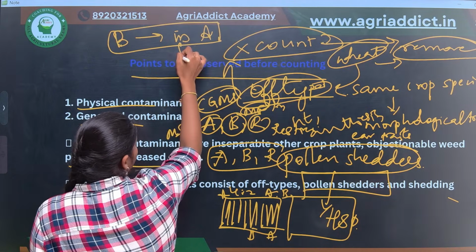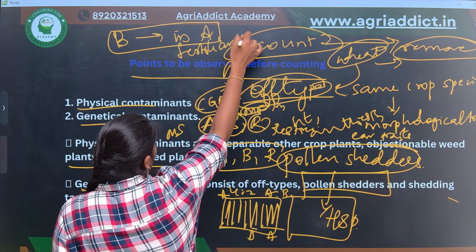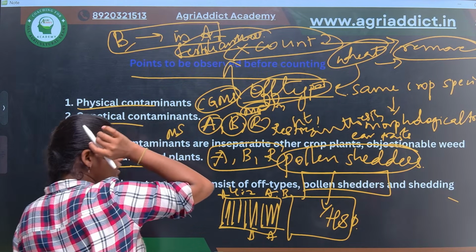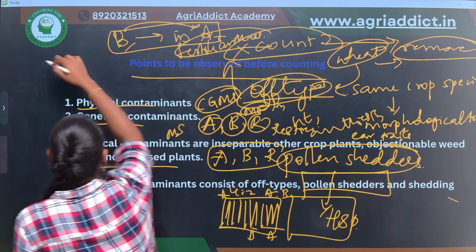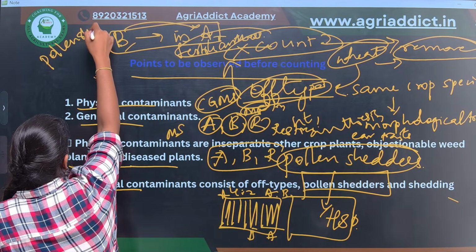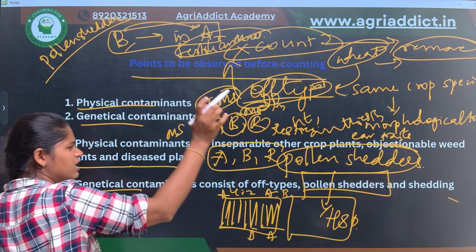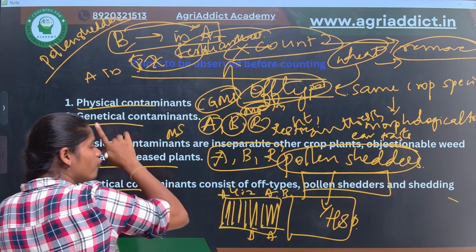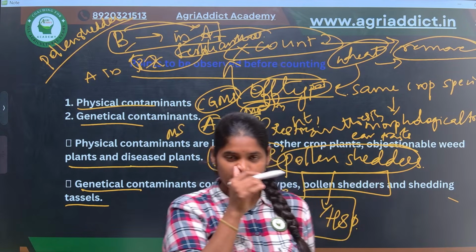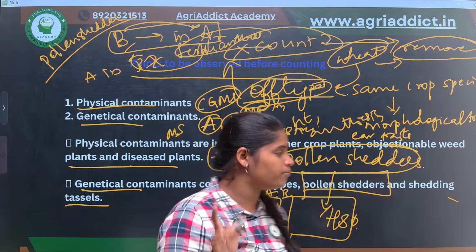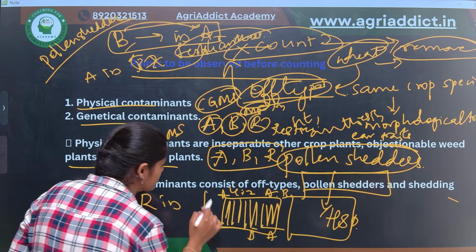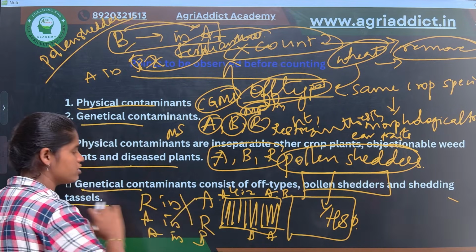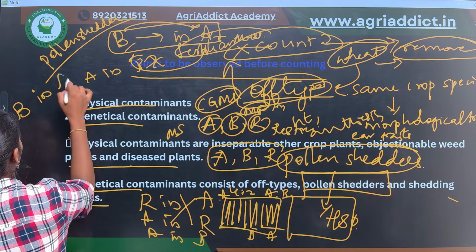If there is any presence of B line in A, it means fertile anthers, because B is male fertile and A is male sterile. So any presence of B in A is considered a pollen shedder. Just remember only one case: pollen shedder is presence of B in A, not A in B, and not other things like R in A. They'll give options like this also, or A in R, or A in B. No, there is only one condition, that is B in A.